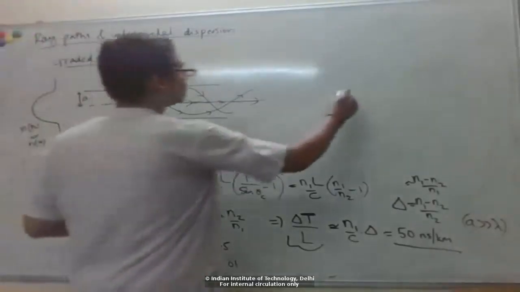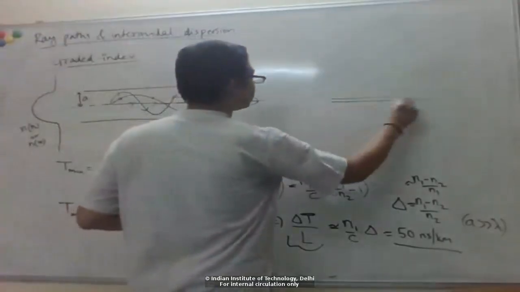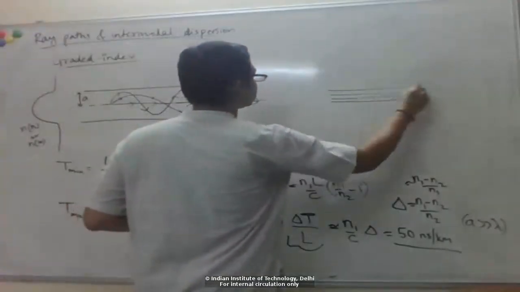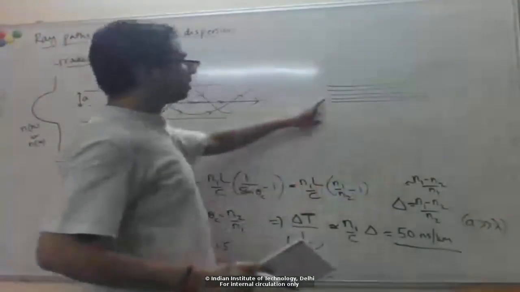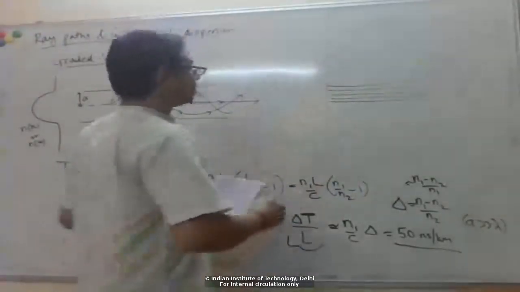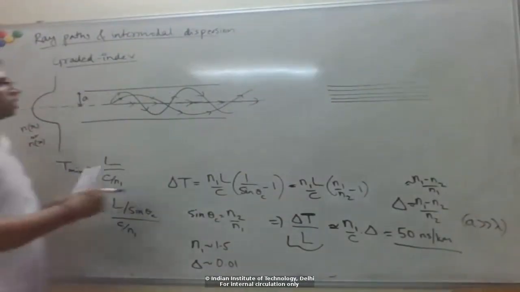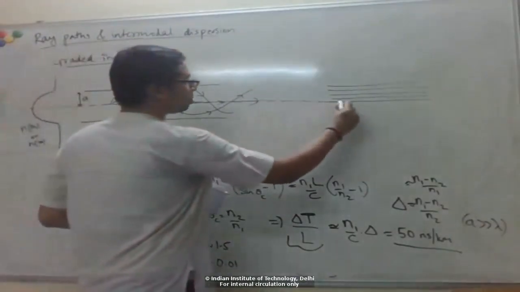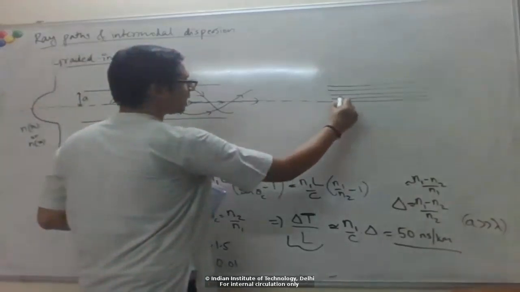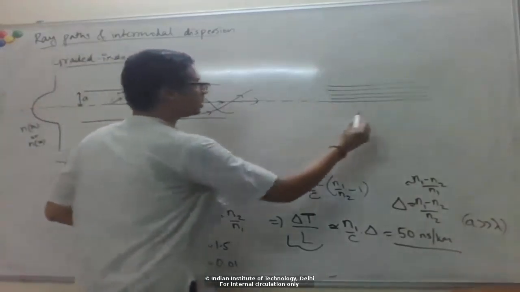So if I divide the medium into thin slices and assume the refractive index is constant in each slice, you can see that the refractive index profile is such that the index is maximum on axis, and then it starts decreasing towards the cladding, right? So if this is the axis, then this is the maximum refractive index layer, then this is slightly lower, slightly lower, slightly lower.